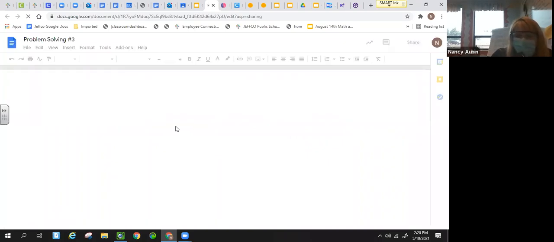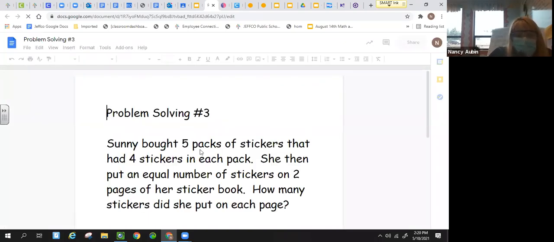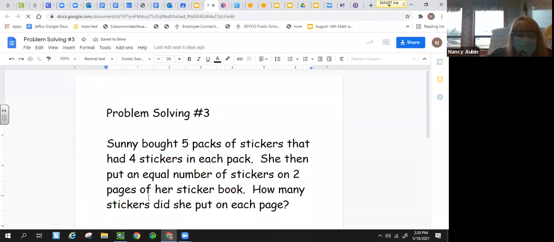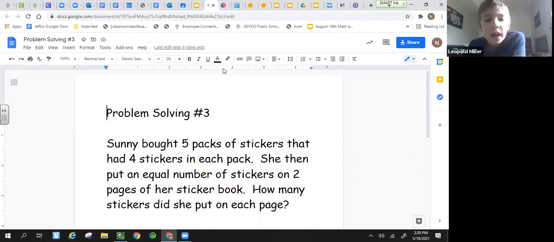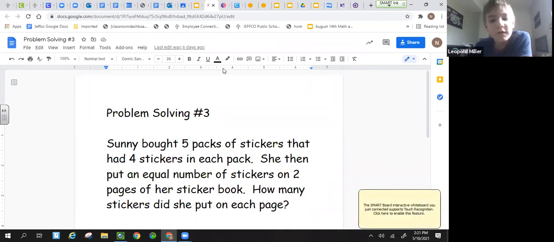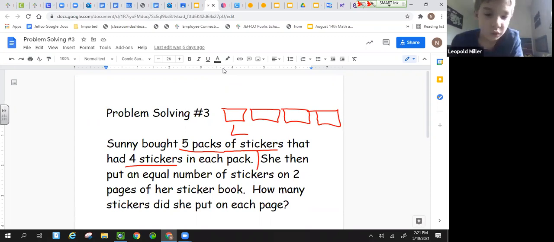Friday's problem asked you, if Sunny bought 5 packs of stickers that had 4 stickers in each pack, and she then put an equal number of stickers on 2 pages of her sticker book, how many stickers did she put on each page? So Leo, will you unmute and help me through that? So we have 5 packs. First, I visualize 5 packs of stickers that have 4 stickers in each, and then I do 5 times 4 is 20, so there's 20 stickers.